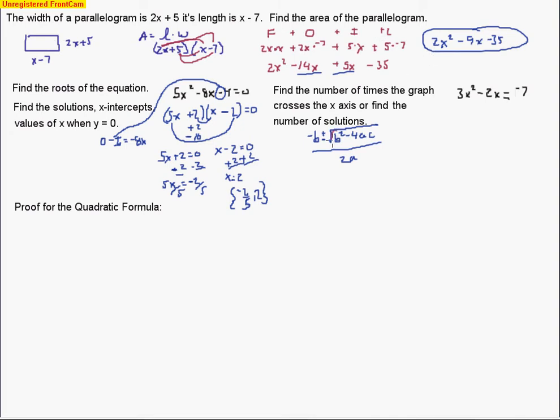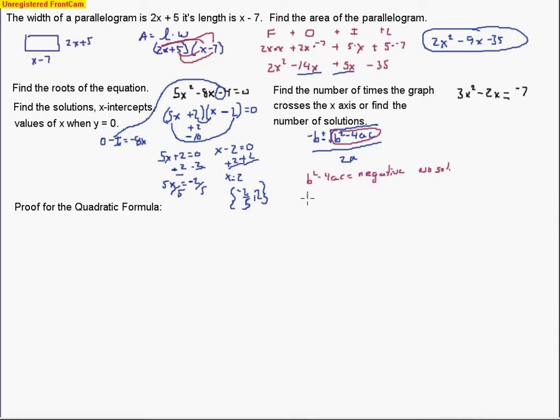See, this b squared minus 4ac, if this number is negative, so if b squared minus 4ac equals a negative number, that means we would have no solutions, because we can't take the square root of a negative. We don't have any x-intercepts. So this means no solutions, no x-intercepts.